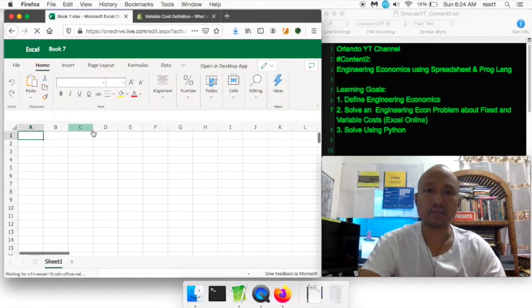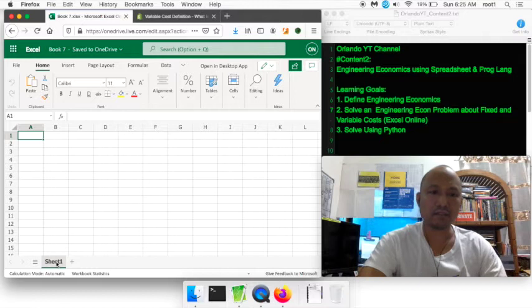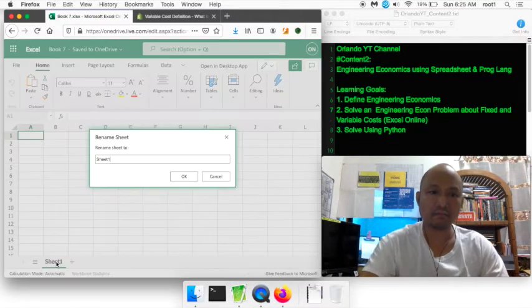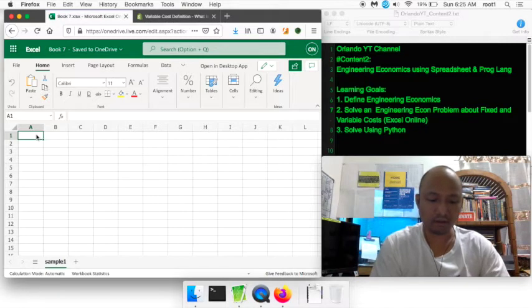By the way, you can also do this while you're following me using your desktop. On your cell phone, you can also do this if you install Excel, which is found in the Google Play Store, as well as the iPhone Apple App Store. Okay, let's name the sheet Example 1. And let's name here variable cost.